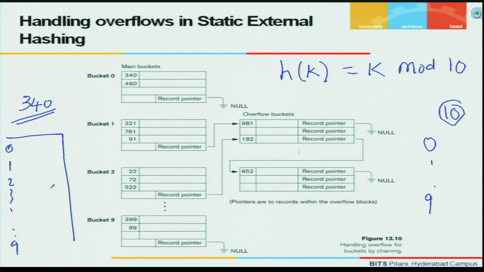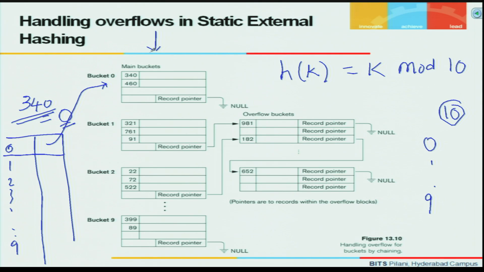Then we take the result, 0, and go to the table and search for an entry with value 0. This will point me to this bucket. Hence the record with 340 is inserted in bucket 0.